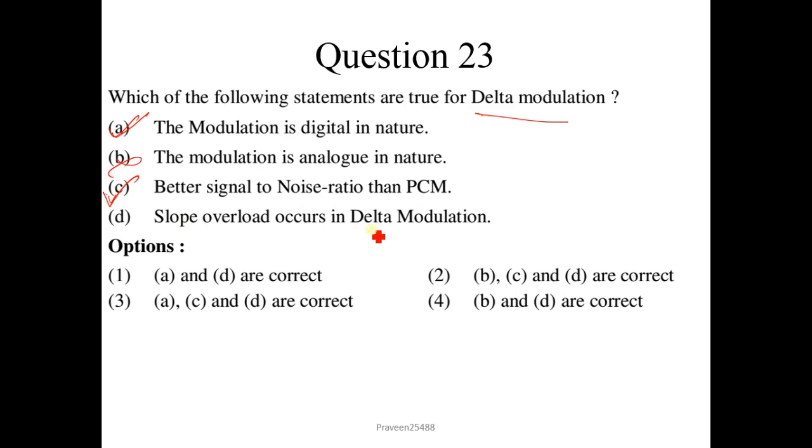Slope overload occurs in delta modulation. So as a characteristic of delta modulation, there is a slope overload. So this is also correct. A, C, and D are correct. The third one is the correct answer.